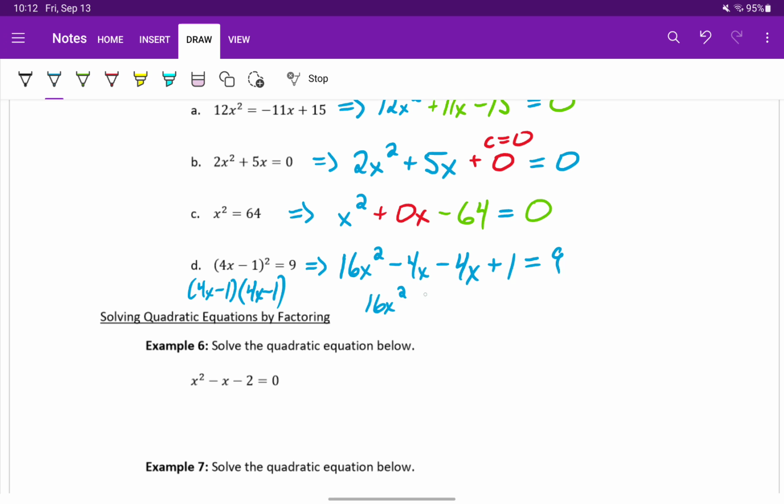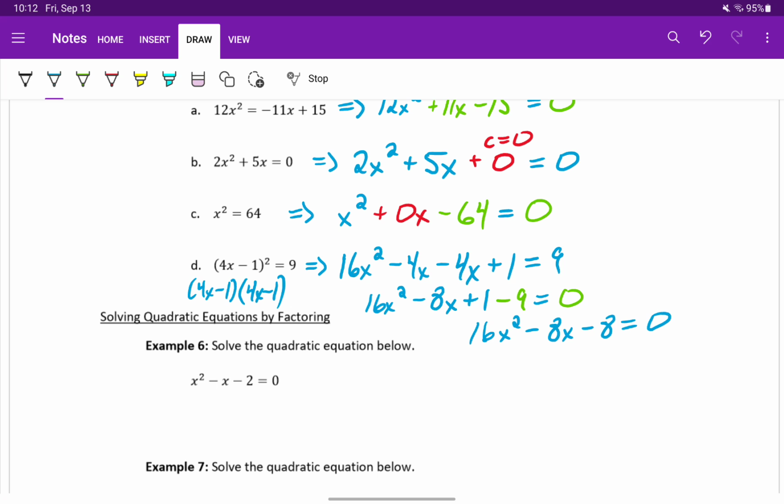Simplifying, this would give us 16x squared minus 8x plus 1. And then we'll need to subtract 9 to the left-hand side to get 0 by itself on the right-hand side of that equation. And then we'll just combine like terms one more time to get 16x squared minus 8x minus 8 is equal to 0.